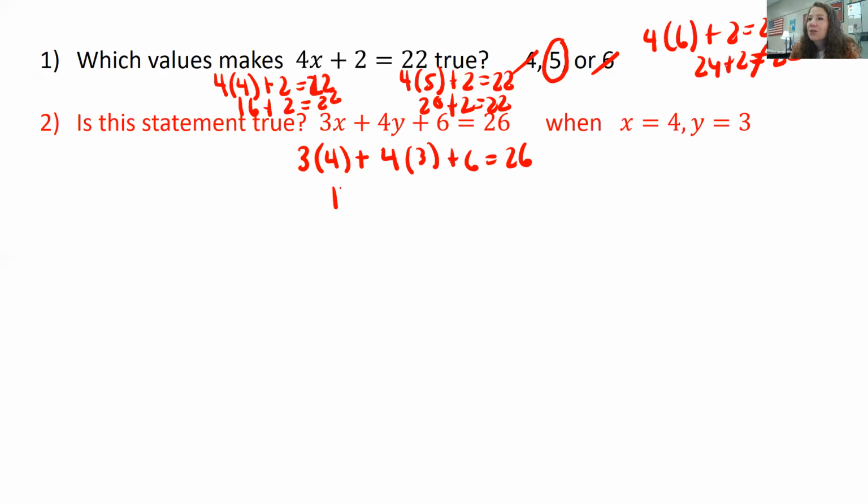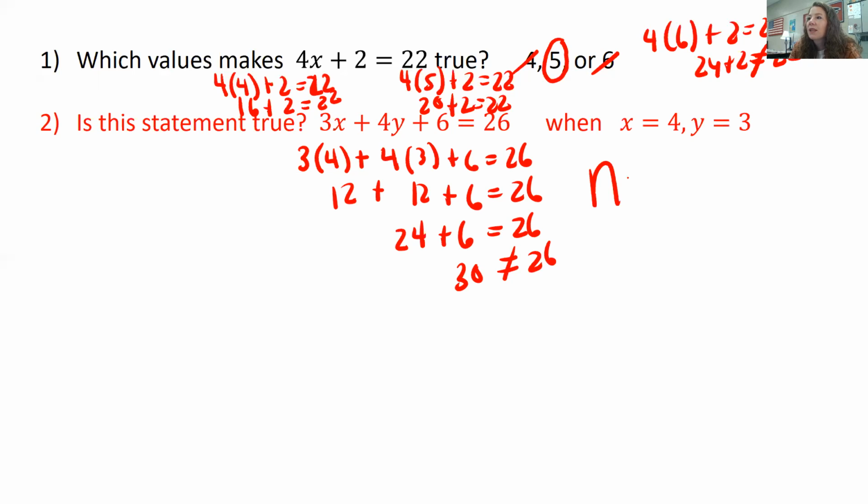Well, 3 times 4 is 12 plus 12 plus 6. Well, 12 plus 12 is 24 plus 6, that is 30. So does 30 equal 26? No. So is this statement true when x is 4 and y is 3? The answer is no. It is not true.